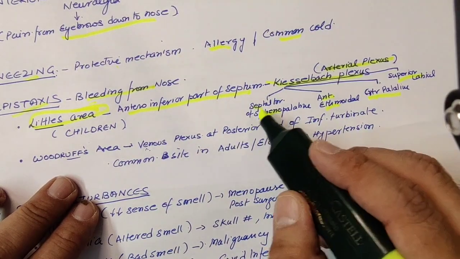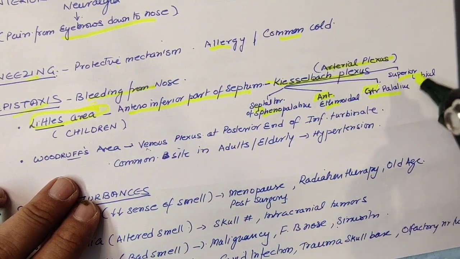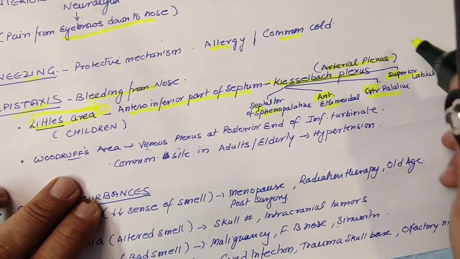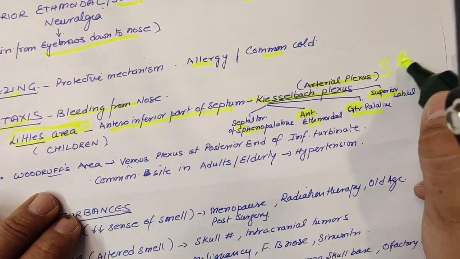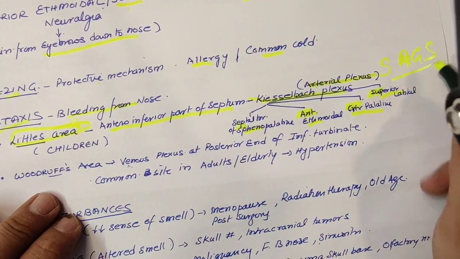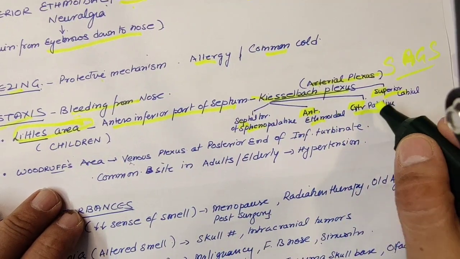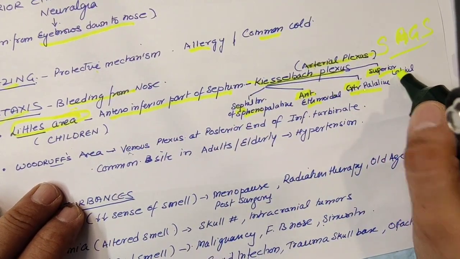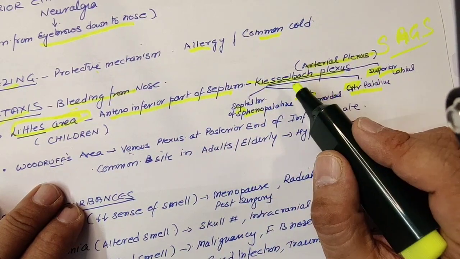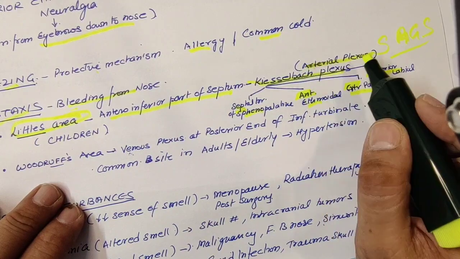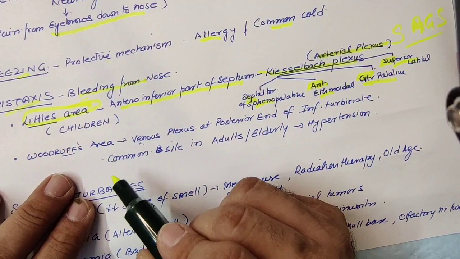So you've got sphenopalatine, anterior ethmoidal, greater palatine, and superior labial, and I commonly write it as SAGS. So, sphenopalatine, anterior ethmoidal, greater palatine, and the superior labial, which form the Kisselbach's plexus, which is an arterial plexus. And the area is called the Little's area, from where the bleeding happens.